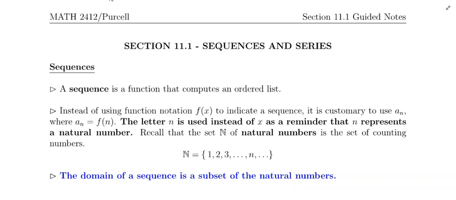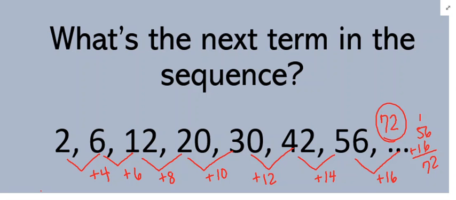Like I said, in this section, we will learn the basics of sequences and also something called series. In sections 11.2 and 11.3, we are going to study two specific types of sequences and series. In this section, we are going to start off by discussing sequences. The first bullet point says a sequence is a function that computes an ordered list. We're used to what a sequence is: an ordered list of numbers.